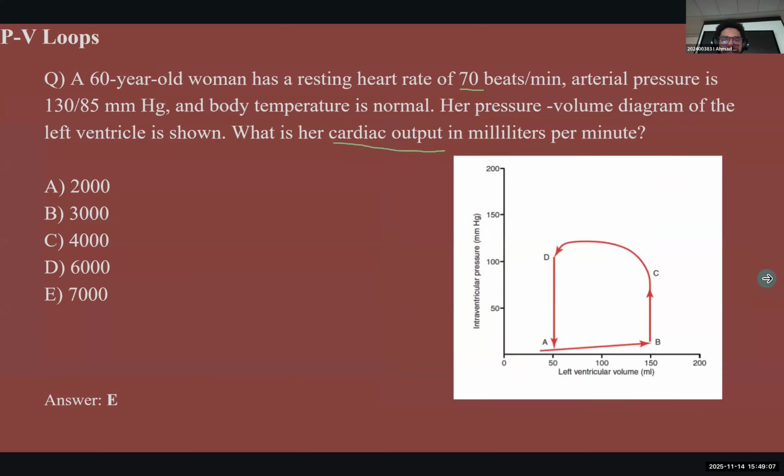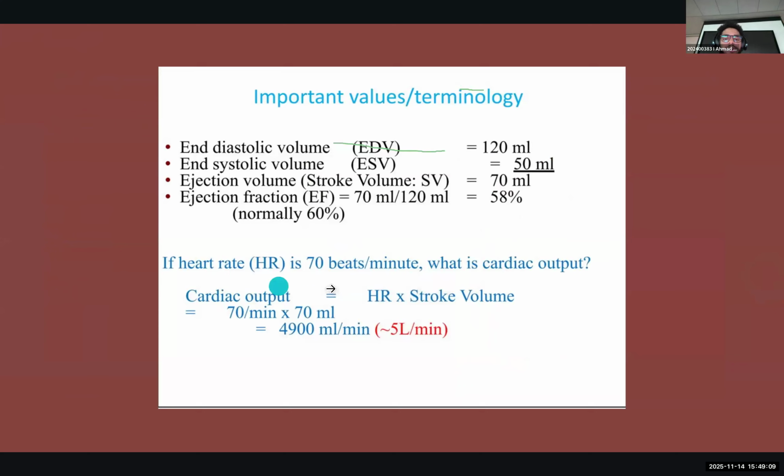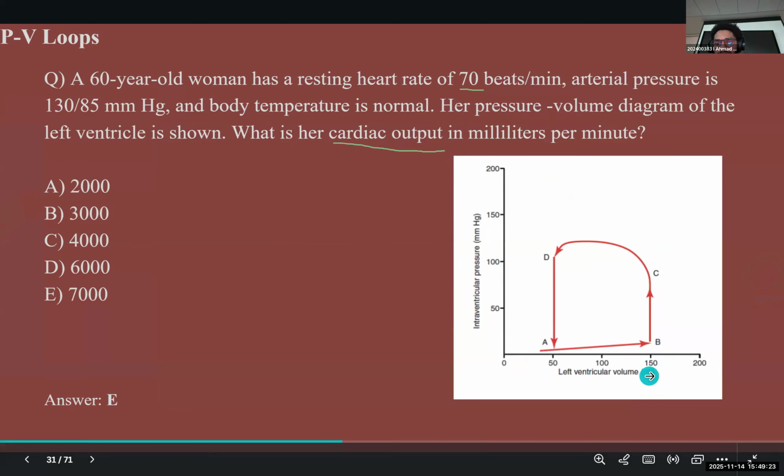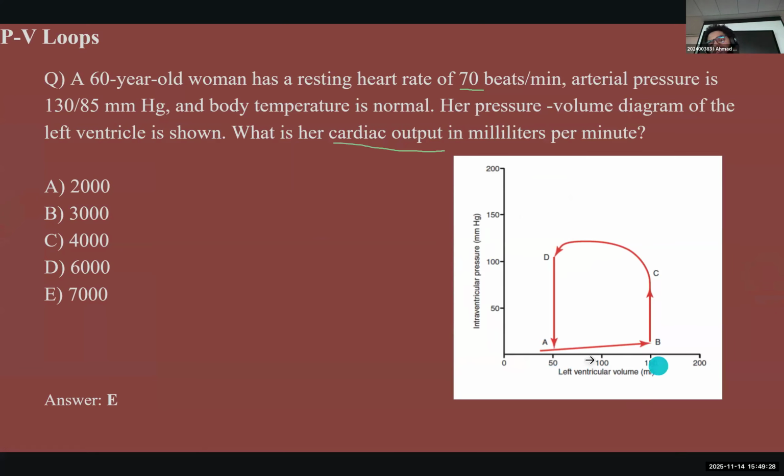The way we calculate the cardiac output here is that we need to get the heart rate and multiply it by the stroke volume. The way we get the stroke volume, as we said, is end diastolic volume minus end systolic. So if you go back to this question right here, the end diastolic volume was 150, and the end systolic volume was 50. So 150 minus 50 is going to leave us with 100. So that's our stroke volume. As soon as we multiply it by 70, the answer is going to be 7,000. 70 times 100 is 7,000. Makes sense?